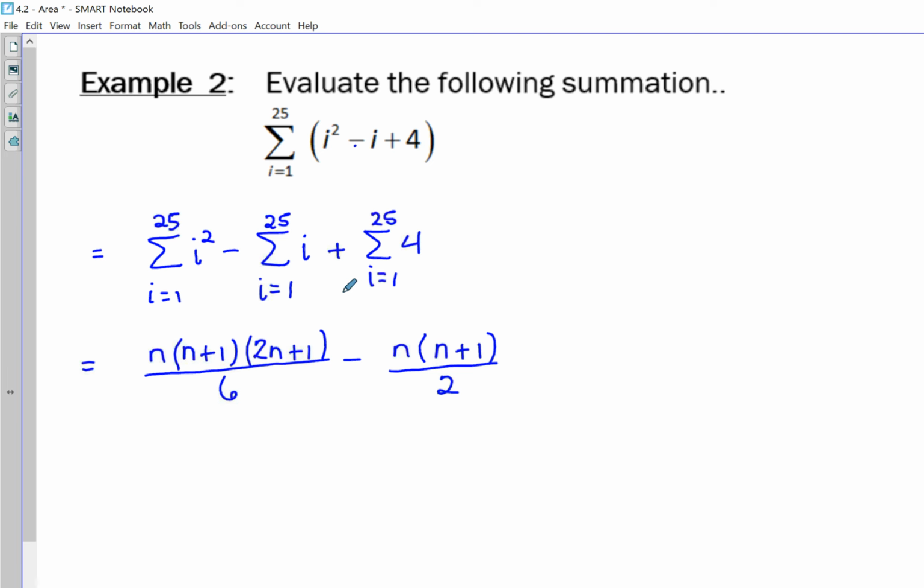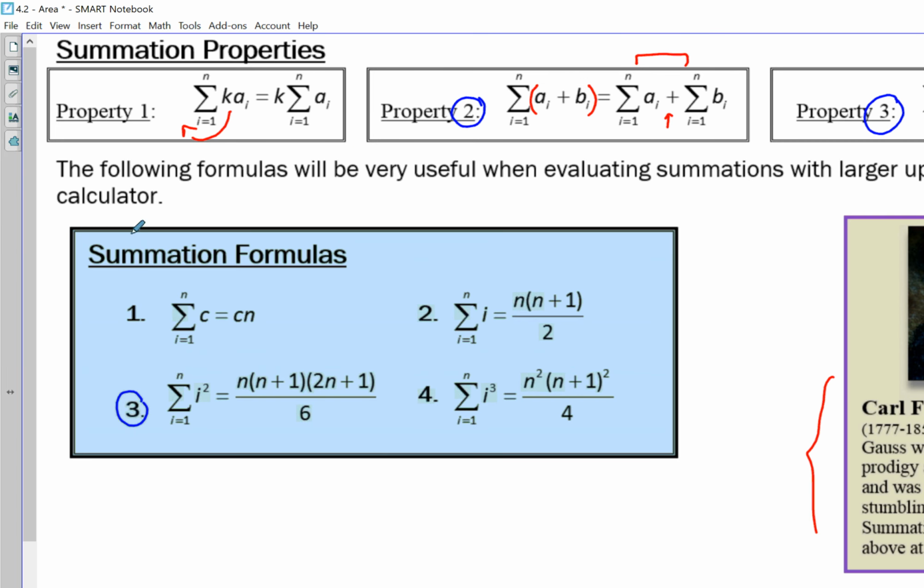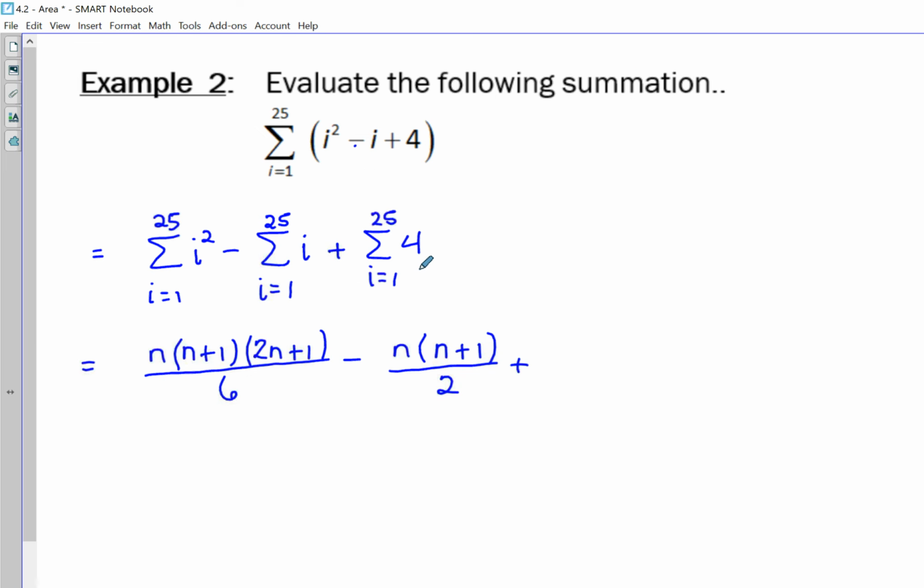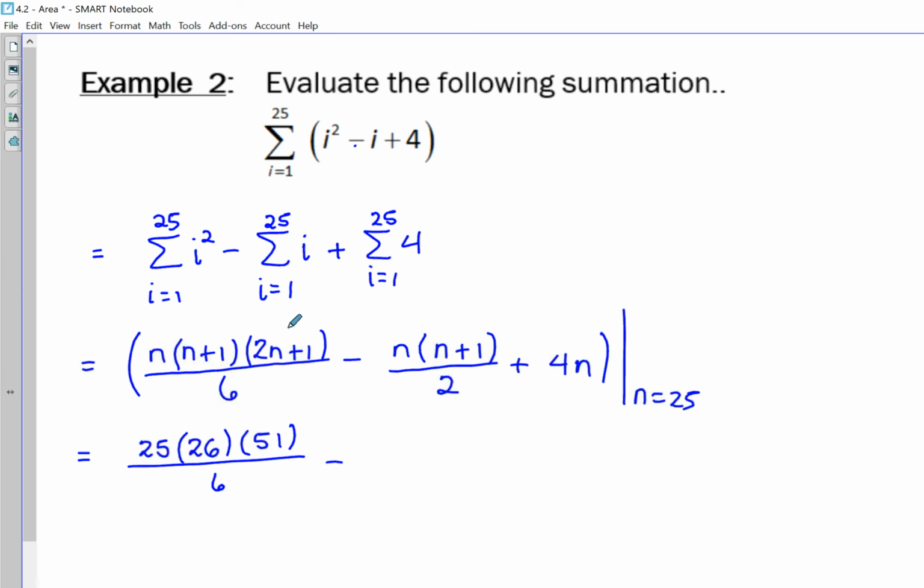And then for the summation of 4, we're just going to use the summation of the constant c, which is c times n. So that would be 4 times n in this case. And as I said before, we're going to evaluate all of this such that n is 25. So when we do that, we end up with 25 times 26 times 51, all divided by 6, minus 25 times 26, all divided by 2, and then plus 4 times 25, which is 100.